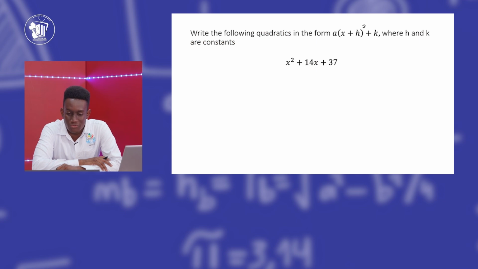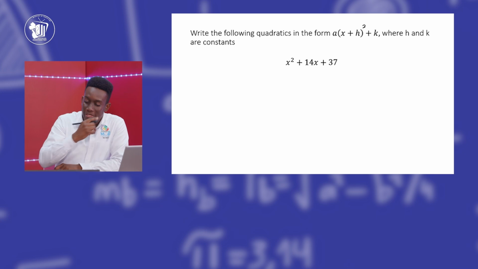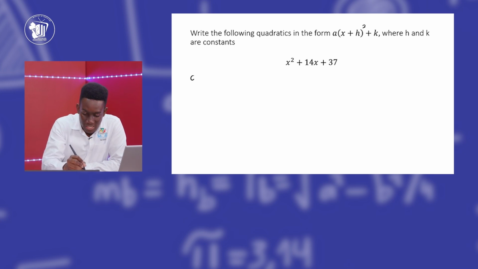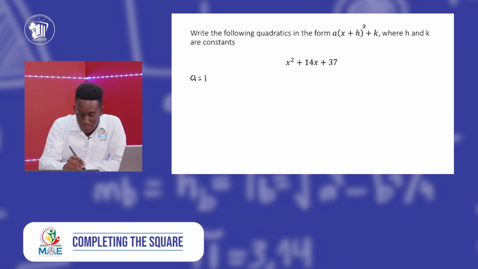So this example says, write the following quadratics in the form a, open bracket, x plus h, squared, plus k, where h and k are constants. So once again, we identify our values for a, b, and c. In this case, we see a will be equal to 1. We see b is equal to 14. And we see c is equal to 37.